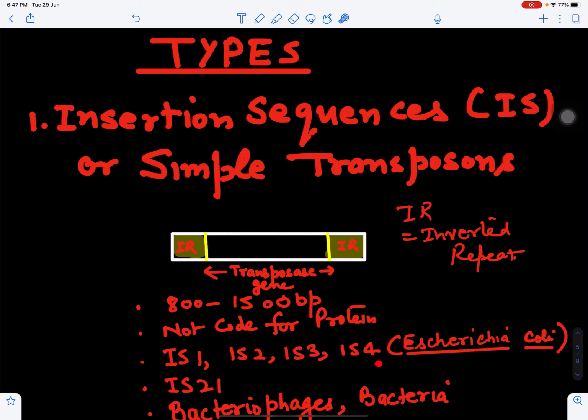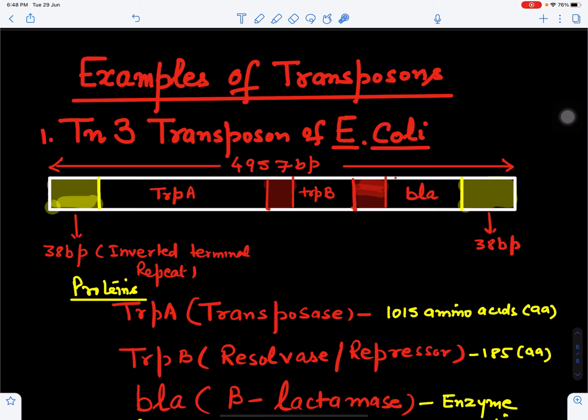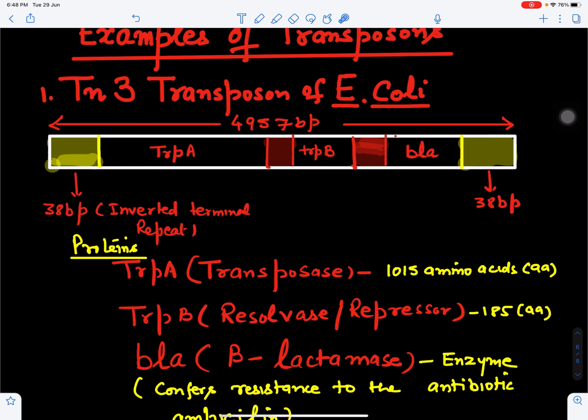Now, we'll discuss examples of transposons. First, we'll discuss the Tn3 transposon of Escherichia coli. This is made up of three genes, trpA, trpP and bla, and a 38 base pair part is an inverted terminal repeat. This is also a 38 base pair inverted terminal repeat. The total sequence of the genome of this transposon is made up of 4957 base pairs.